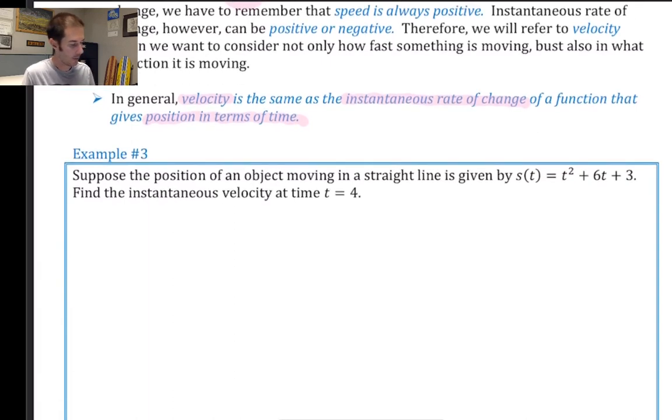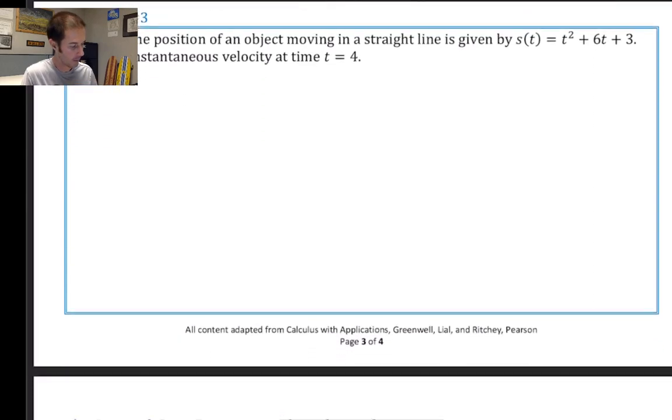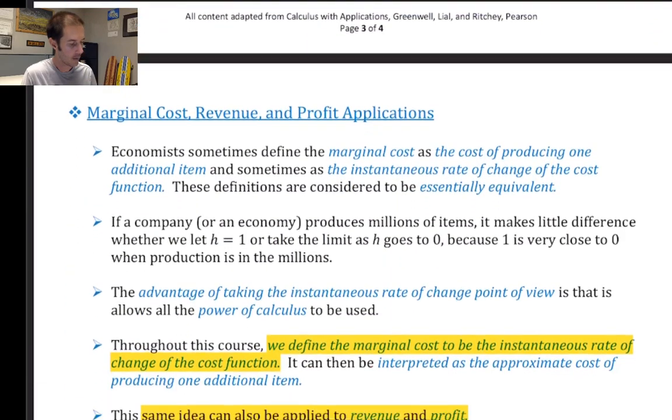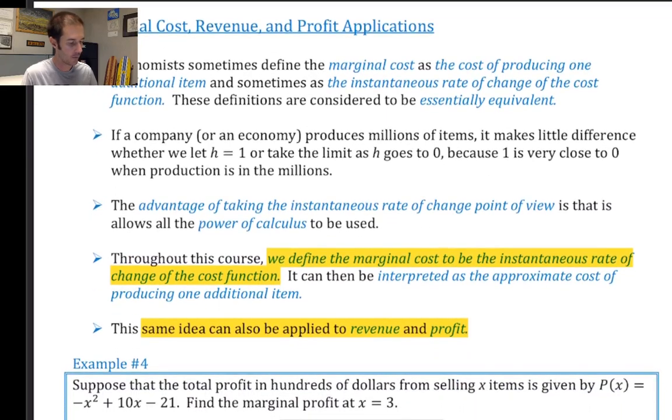Suppose that the position of an object moving in a straight line is given by this function. Find the instantaneous velocity. And again, finding the instantaneous velocity would be the same thing as finding the instantaneous rate of change for that function at that t value. I'm not going to go through those motions because it's the same process as we saw in the previous two examples, and I'm going to pause for a moment and be right back.